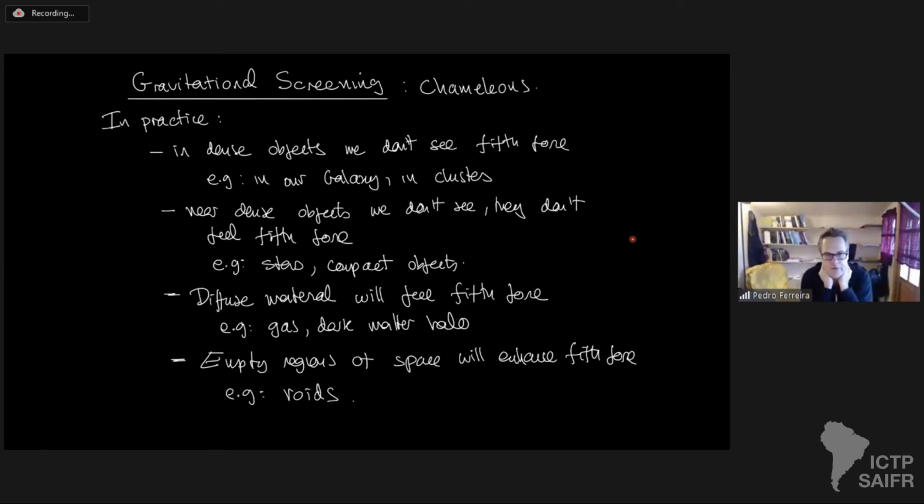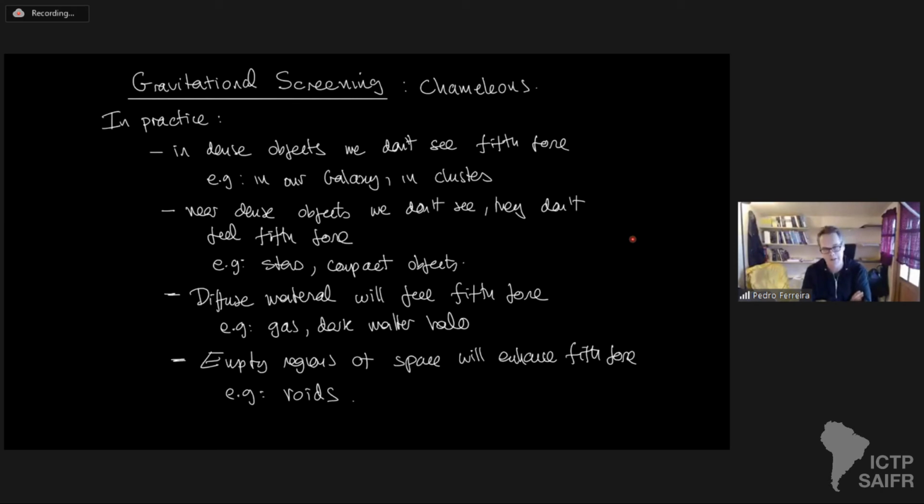In other words, if we're in a galaxy or in clusters where you have a certain overdensity, a certain accumulation of mass, you shouldn't expect to see this fifth force. So you shouldn't expect to see deviations from Newtonian gravity. Near dense objects, we don't see this fifth force. So if we're near a star or near a compact object like a neutron star, we shouldn't see deviations from Newtonian gravity. This fifth force should be suppressed. But if we're looking at diffuse material, we might feel the fifth force.